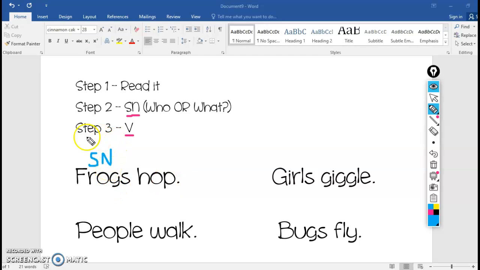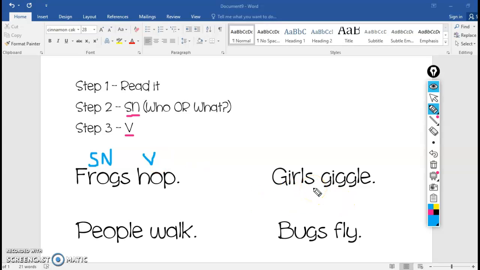Then I'm going to ask and answer myself a question about the verb. What is being said about frogs? Frogs hop. Verb. So I'll put all three of them together so you can hear the whole question-answer sequence for this sentence. Frogs hop. What hops? Frogs. Subject noun. What's being said about frogs? Frogs hop. Verb. All right, we'll move on to the next one.